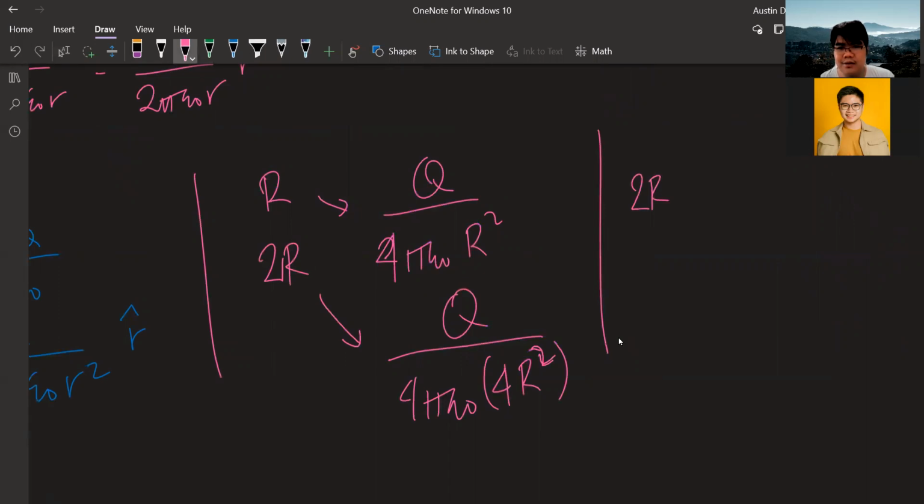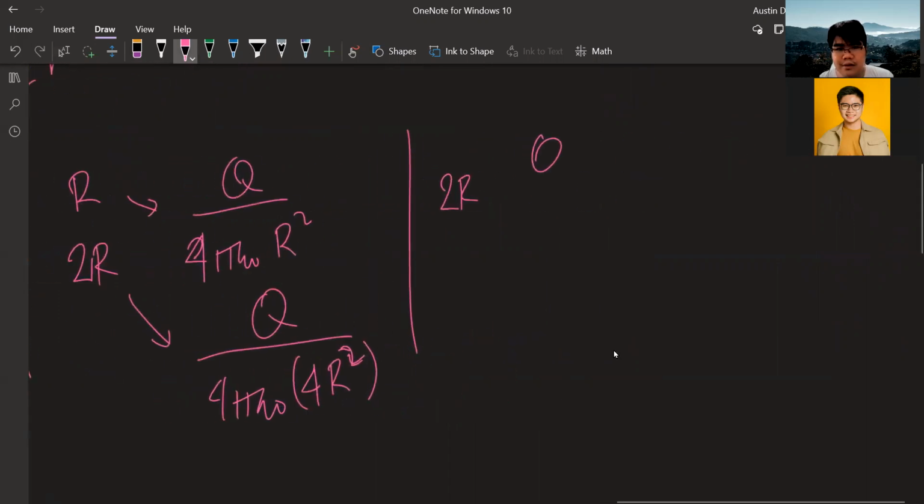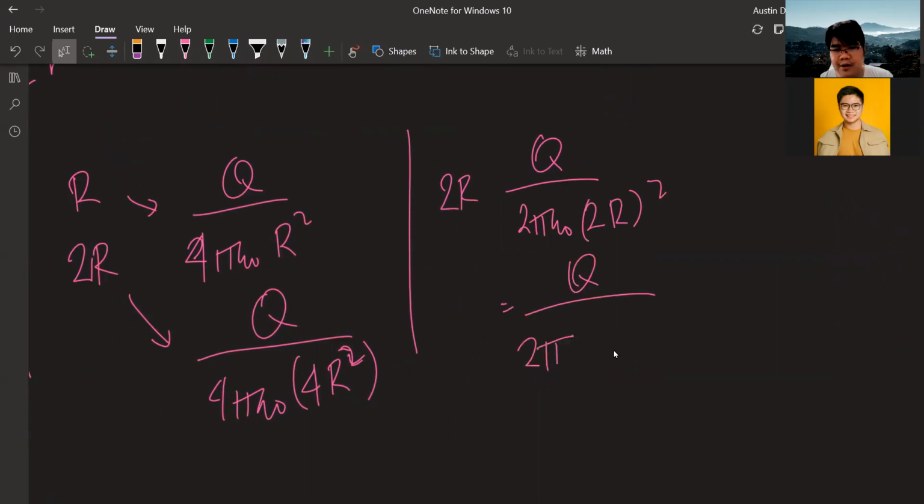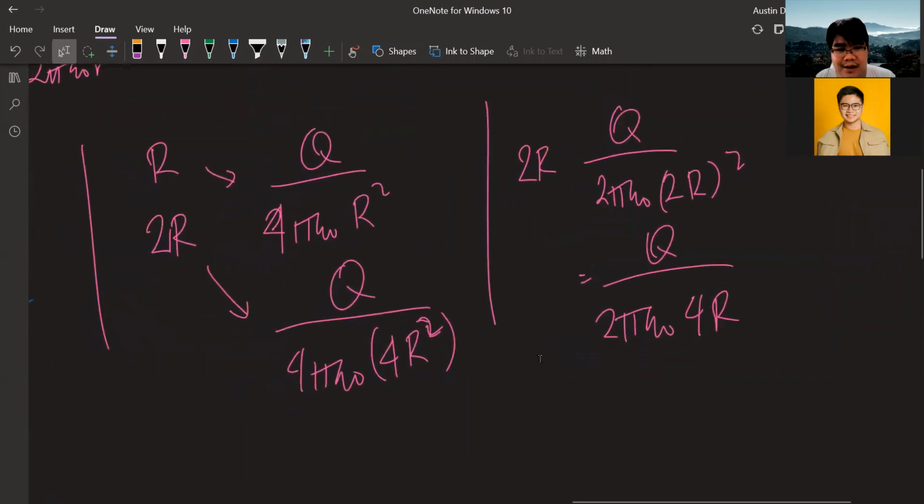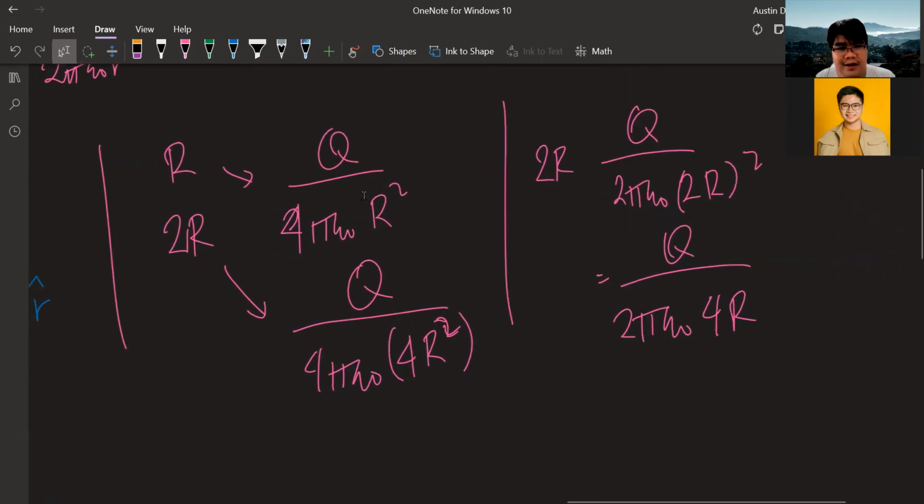So, q over 2 pi epsilon naught. Tapos, 2r squared. Then this is q over 2 pi epsilon naught for r. Okay? Ngayon, pwede na natin silang itignan ng mas maayos, di ba? Ito over 8, ito over 16, ito over 4. Okay?